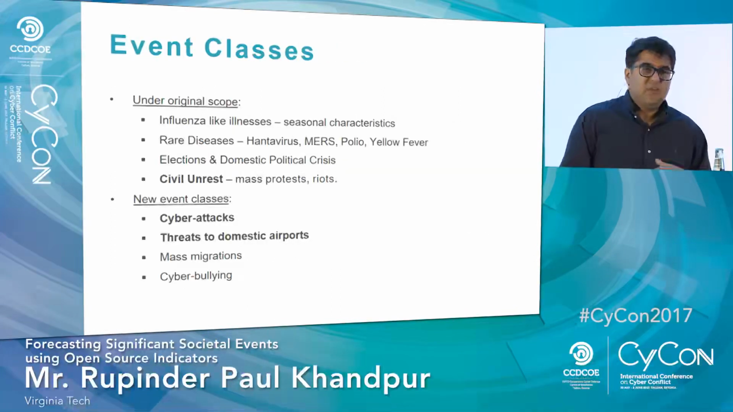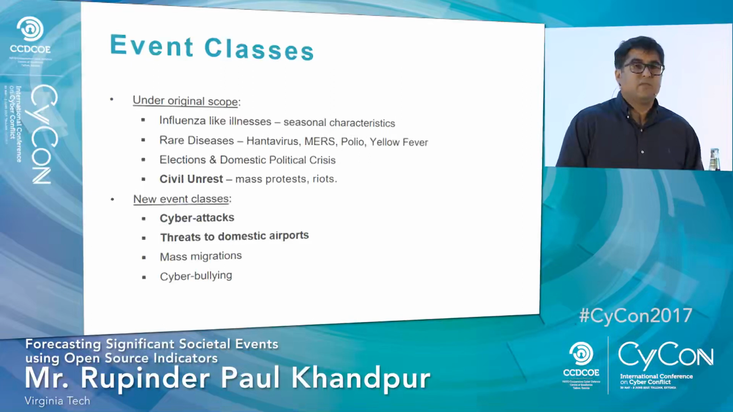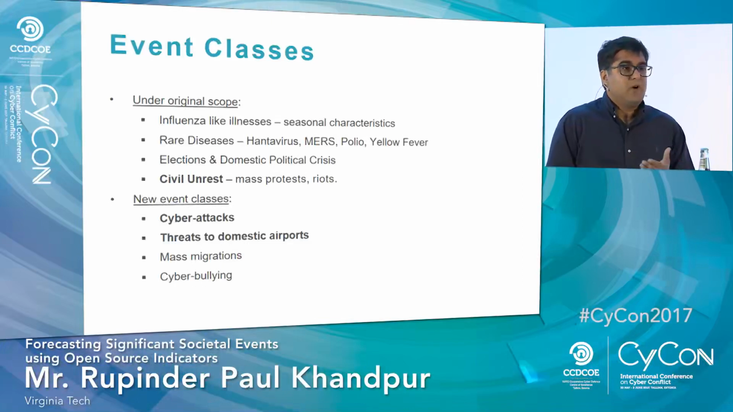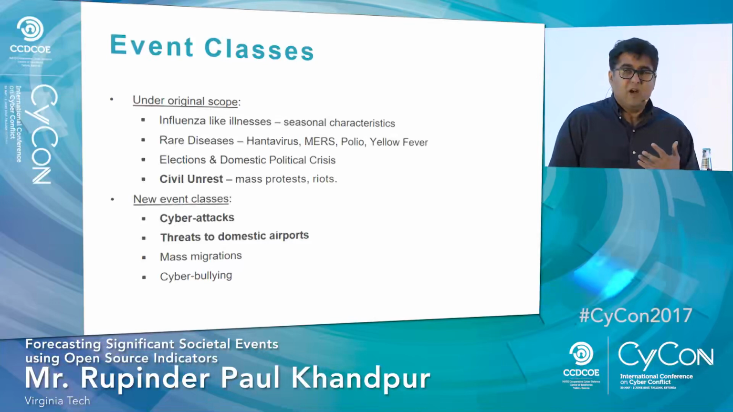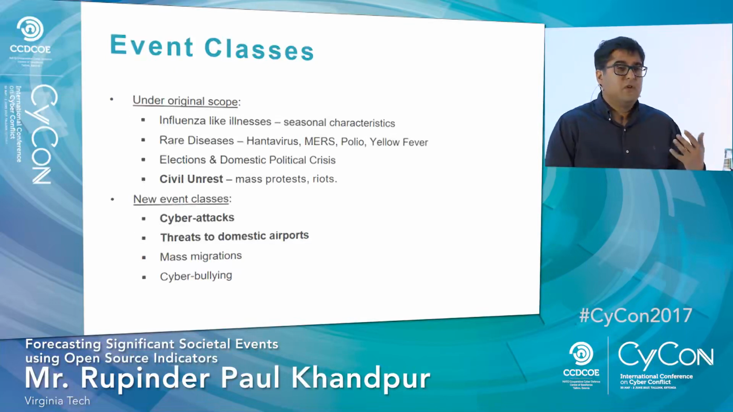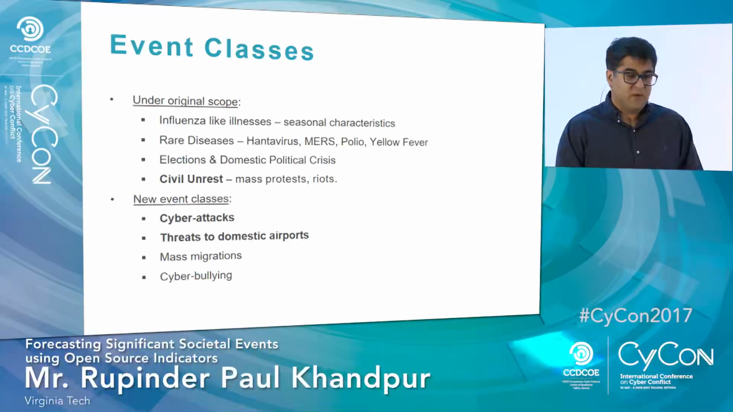Our initial classes that we considered were influenza-like diseases and rare diseases. That was for the disease aspect. Then elections and other domestic political crises were also part of the program, and the most important was civil unrest. Lately, what we have been trying to do is model our technology for other domains such as cybersecurity, threats on critical infrastructure, cyberbullying and mass migrations, which are new problems in our digital world, and we want to use open source indicators to forecast events for them.